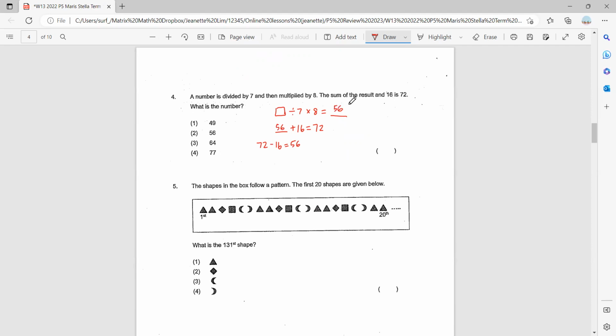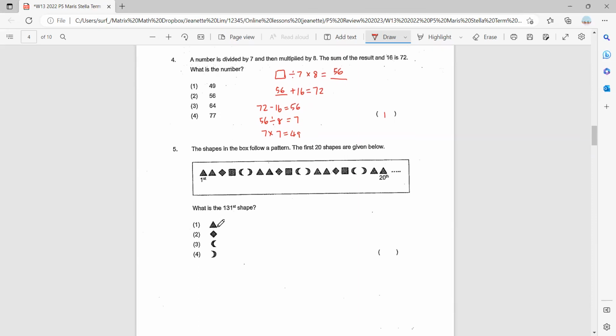Now we're going to work backwards. So 56 divided by 8, then after that times 7. So 56 divided by 8 is 7. Then 7 times 7 is 49. So the answer is 1.